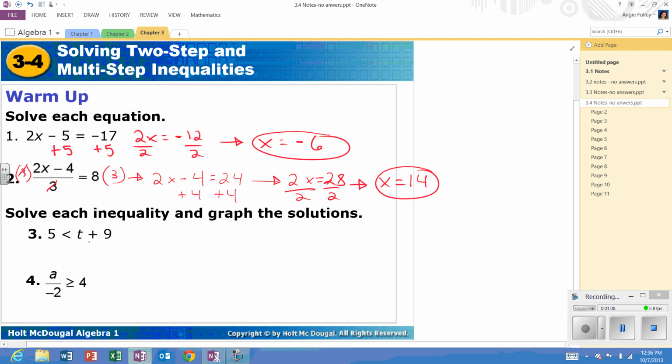Okay, for this inequality, we're going to solve it and then graph it. So we need to get t by itself. So the inverse operation is to subtract 9. So then we get, I'm going to move over here, 5 minus 9. That's going to be a negative 4 is less than t.